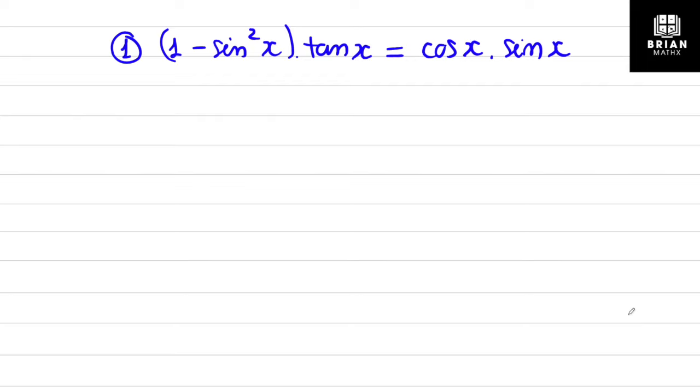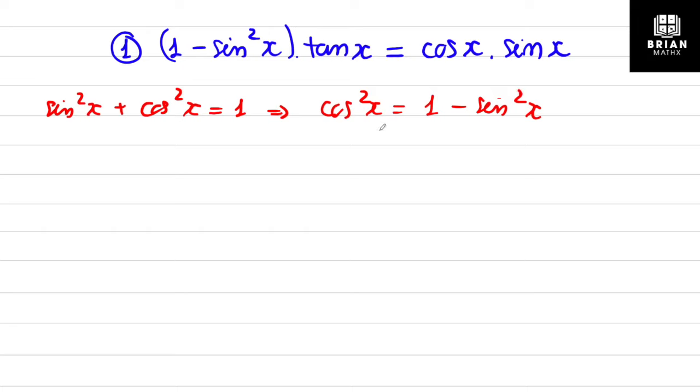Question 1: (1 minus sine square x) multiplied by tan x equals cos x sin x. Remember the very basic identity of cos square and sine square. You get cos square x is equal to 1 minus sine square x. So on the left hand side, inside the bracket, 1 minus sine square x, multiplied by tan x, is equal to cos square x multiplied by tan x.